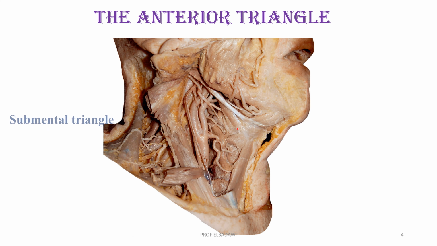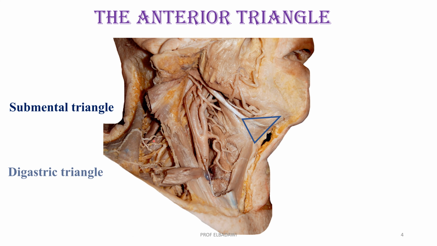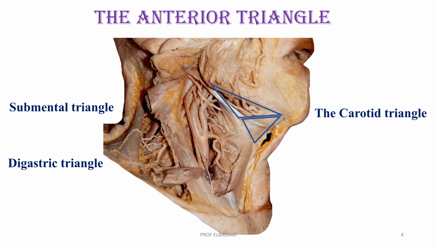The anterior triangle is redivided into submental triangle, digastric triangle, the large carotid triangle, and the muscular triangle. These are the triangles of the neck.